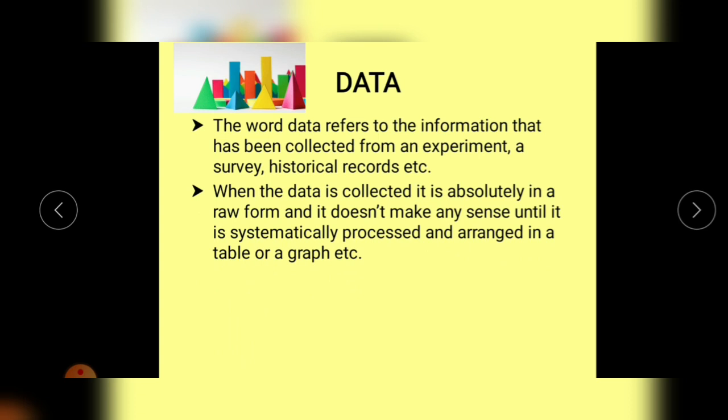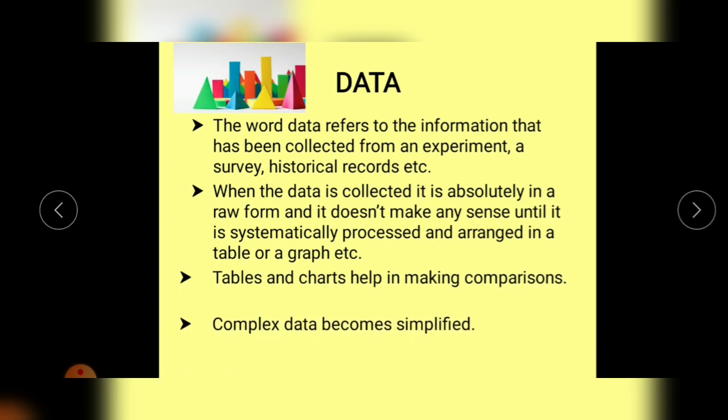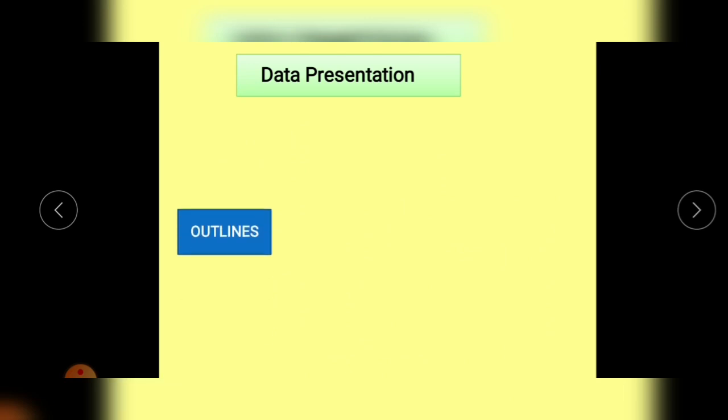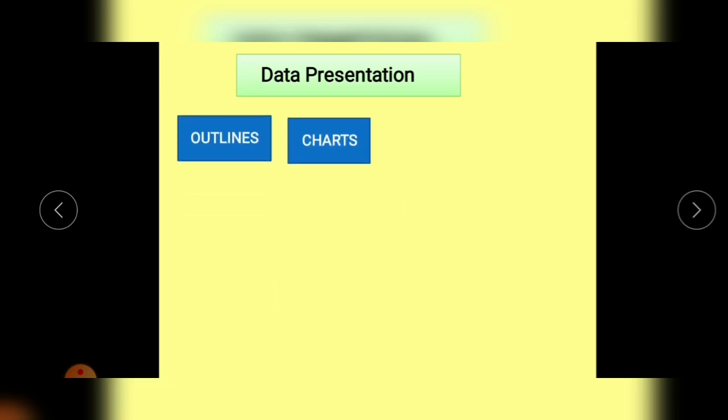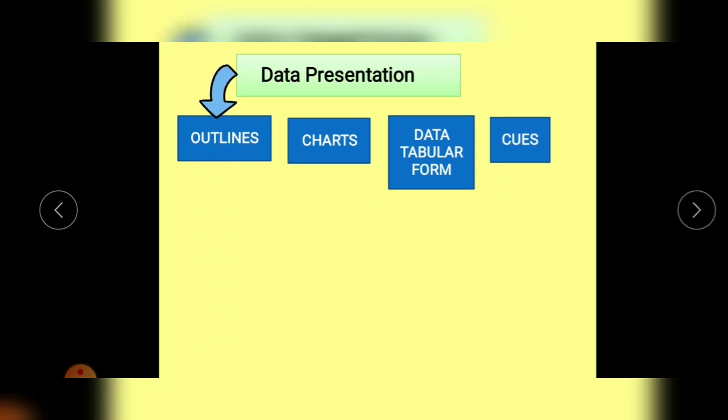Now, let us look at the different kinds of data presentations. Data is presented in the form of outlines, charts, tabular form data and cues. And in today's class, let us focus on each one of them one by one. To begin with the outlines.